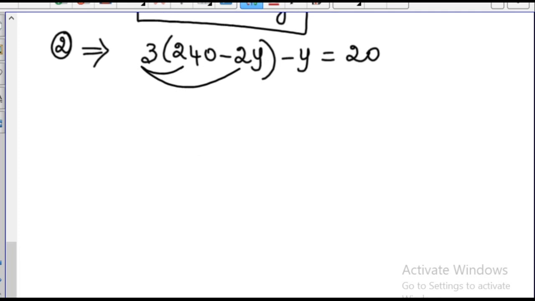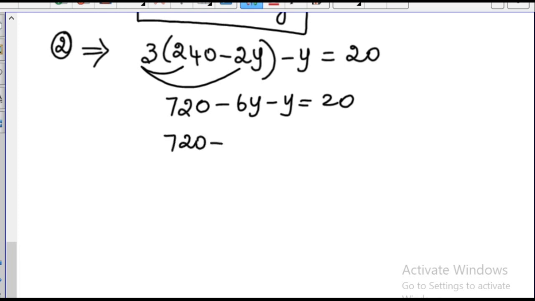3 into 240. Okay, 3 into 0 is 0, 3 4s are 12, balance 1, then 3 2s are 6, 6 plus 1 is 7, so 720 minus 6y, then minus y is equal to 20. Here both y's are negative, so you can add them. 720 minus 6y minus y, you will get 7y is equal to 20. Then minus 7y you can bring to the other side. So 720, this 20 comes to this side, it becomes negative, so this is equal to plus 7y.